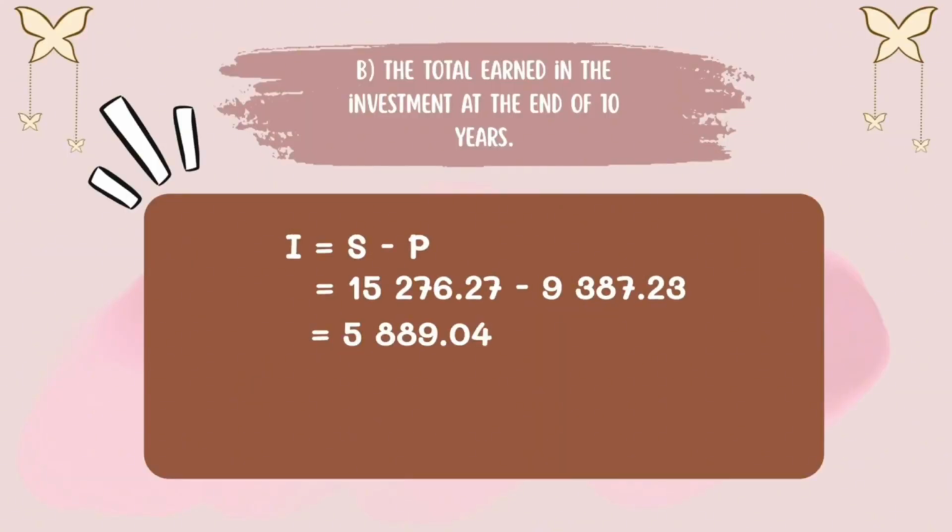For question b, the total interest earned in the investment at the end of 10 years. We will use the formula I equals S minus P. So we insert the information given into the formula, which is RM15,276.27 minus RM9,387.23. Then we will get the answer RM5,889.04.